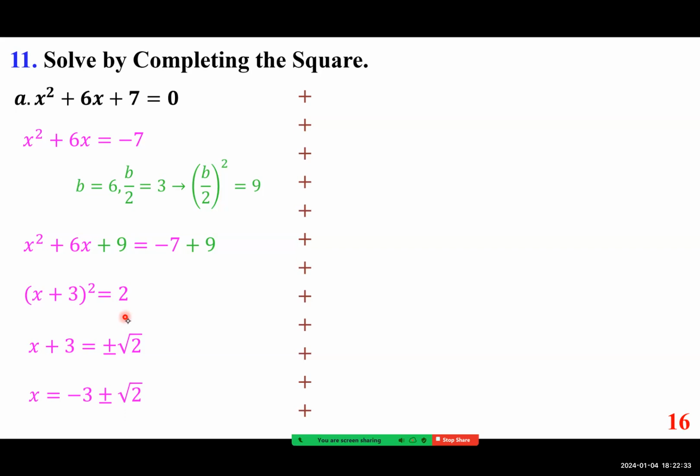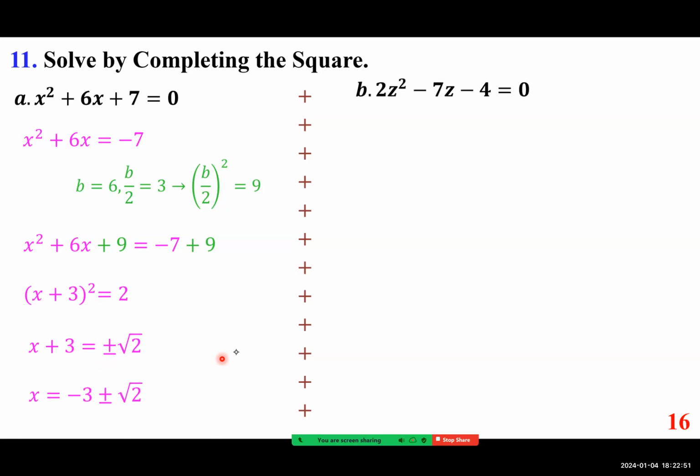If they ask you for a decimal representation, they will ask you how many decimals. Then this is about 1.41. You add to this and you subtract from it. But you know, however many decimals they ask you.